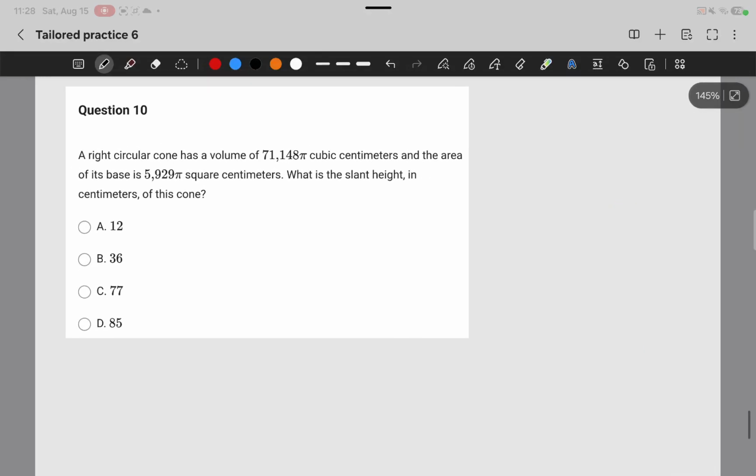Well, I really hate cones, but it's not that bad.